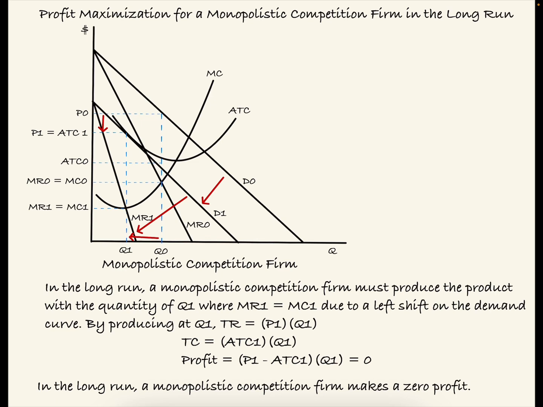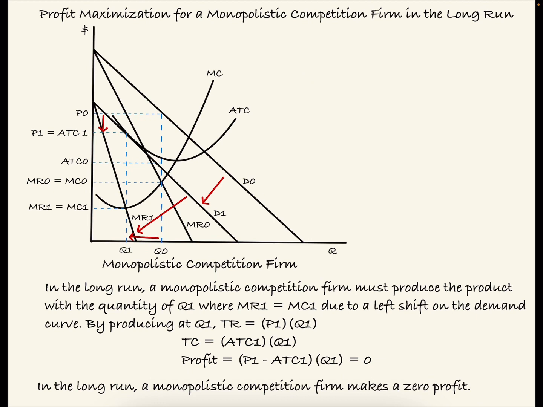With this leftward shift in demand, the marginal revenue curve also shifts to the left. We can see that in the shift from MR0 to MR1. And remember that a single firm can maximize its profit when marginal revenue equals marginal cost. Thus, we can also see that the quantity produced must decrease from Q0 to Q1. Then we look to our new demand curve to find our new price. And we look to the average total cost, or ATC curve, to find our average total cost at the new quantity. And we find that the price, or P1, equals the average total cost, or ATC1.